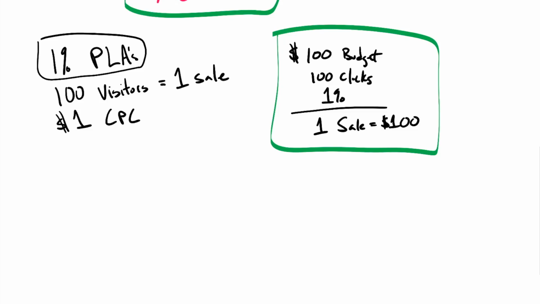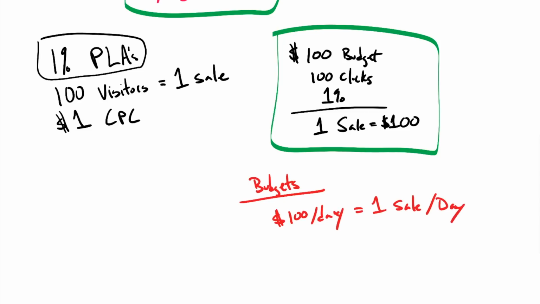But let's just say you said your budget was going to be $100 per day. Well, that would mean you would have data, right? You would have a sale within one day if you had this 1% conversion rate. I'll do some different examples down here and I'll write them out for you to kind of make this easy. Here, budgets. So if your budget was $100 per day, that would equal one sale per day, and also enough data to let you know what that product is.